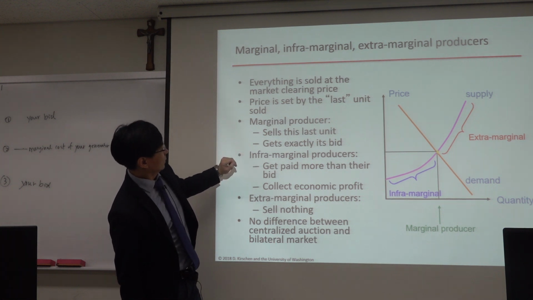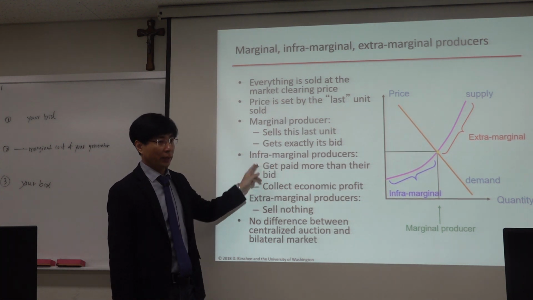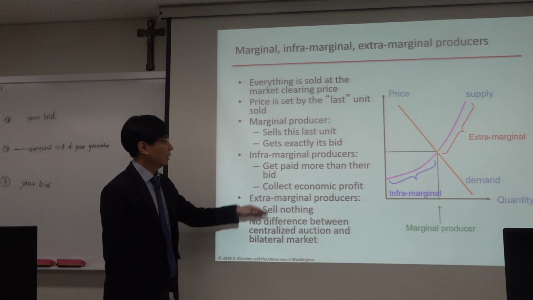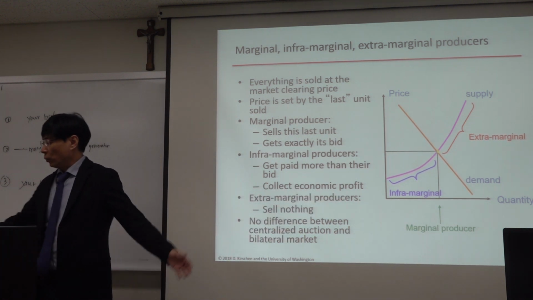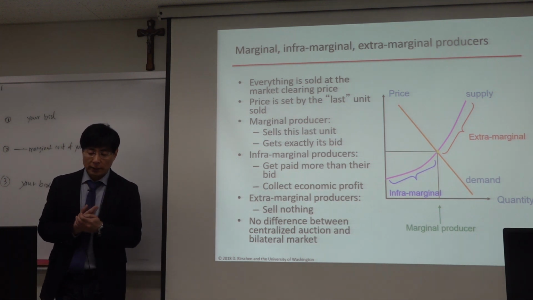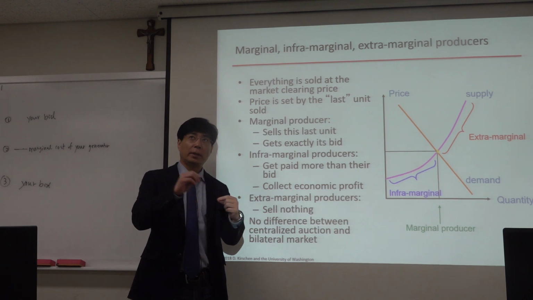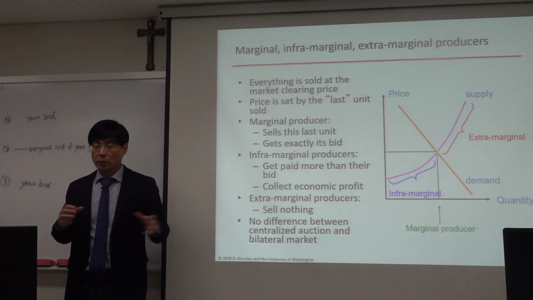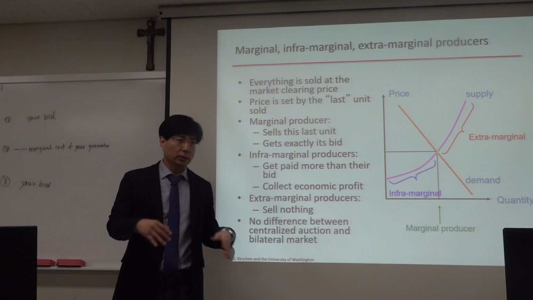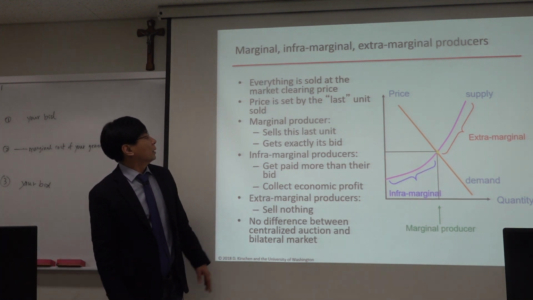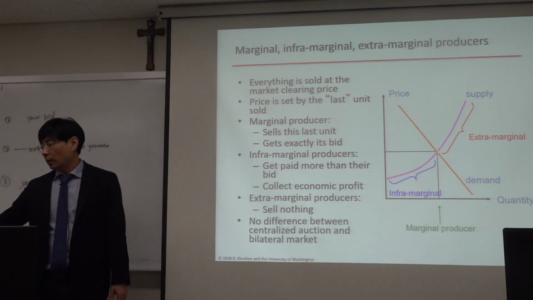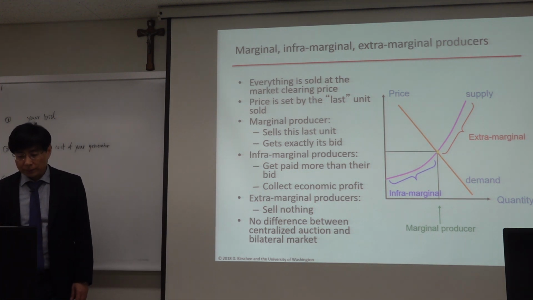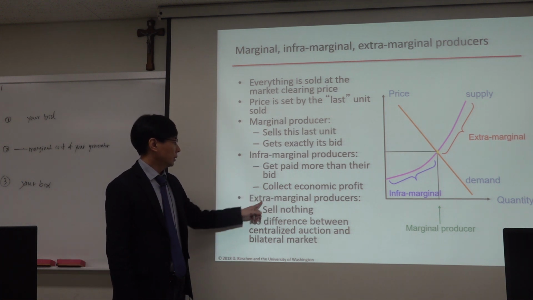Inframarginal producers get paid more than they bid. This is a good thing. Even if they bid honestly, these inframarginal producers get paid more than they bid, and they can collect economic profit. So even if we are focusing on the short-run case, these inframarginal producers can make money, and they can use that money to cover their fixed cost. In this short-run analysis, we ignore the fixed cost and startup cost for simplicity. But anyway, these inframarginal producers can use the earned money to compensate the fixed cost and startup cost. And extra-marginal producers cannot sell anything.